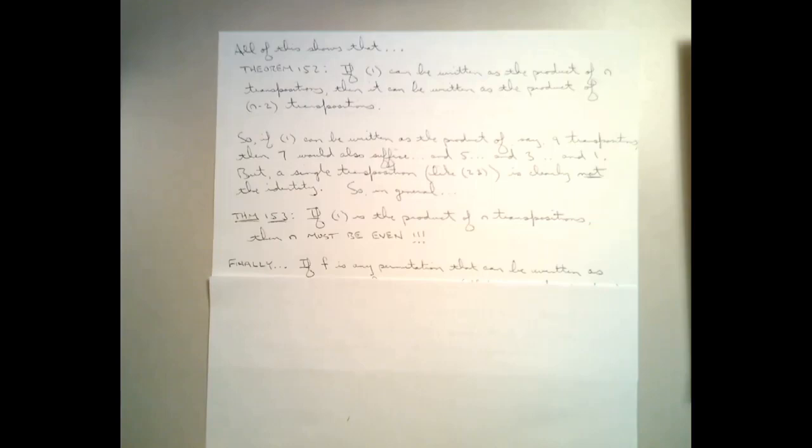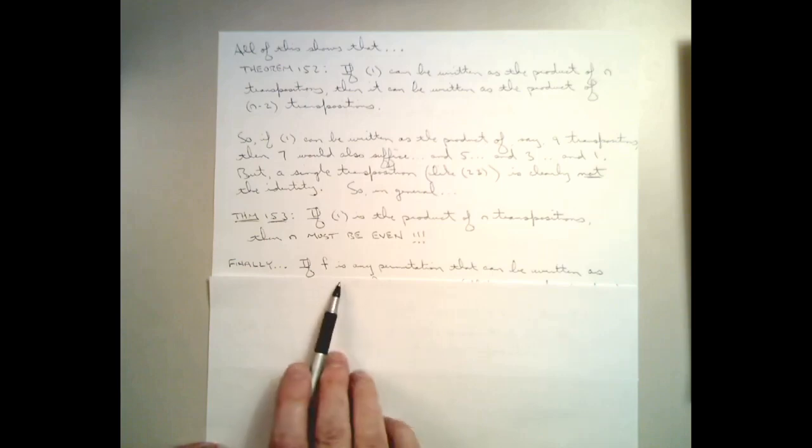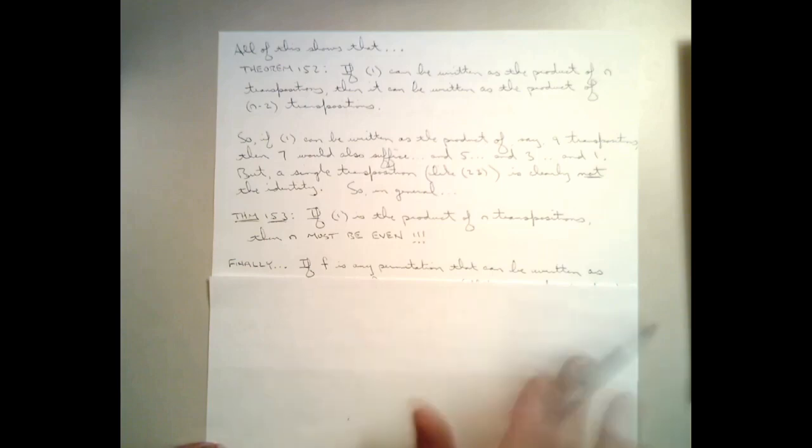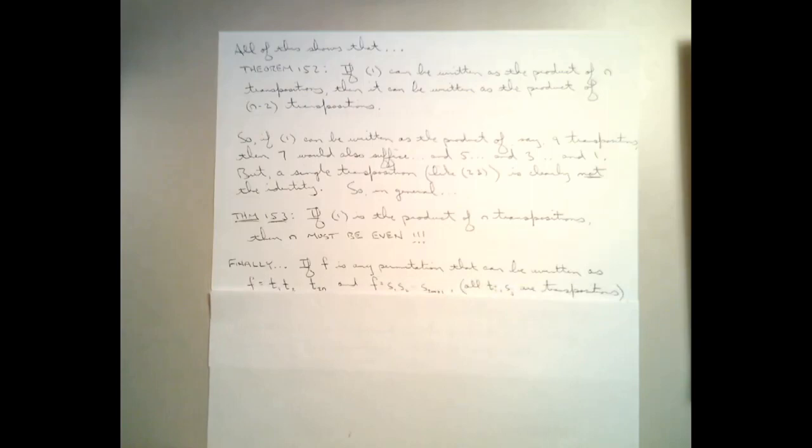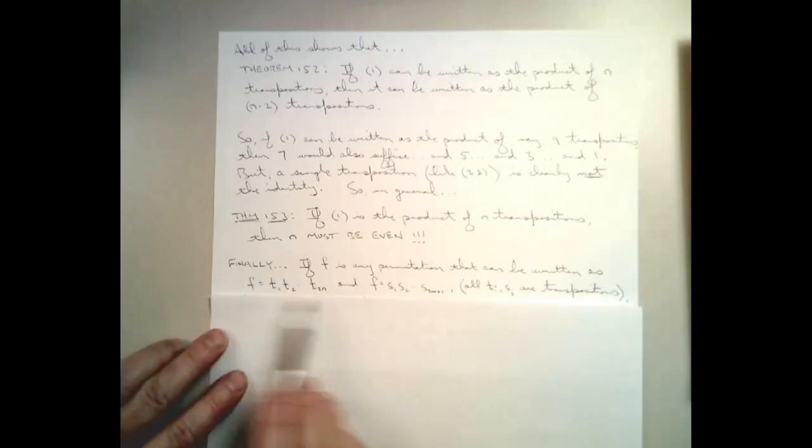The full result now follows pretty easily. Because if I take any permutation, let's call it F, any permutation at all, let's say there is one out there that could be written as the product of an even number of transpositions, right? T1, T2, up through T sub 2n. I'm using this to indicate an even number. So F is written as an even number of transpositions.